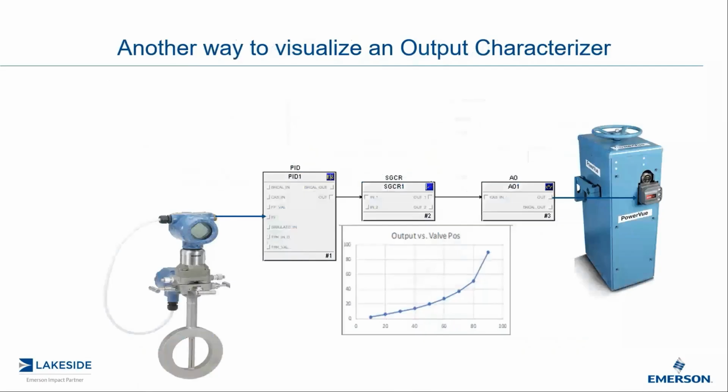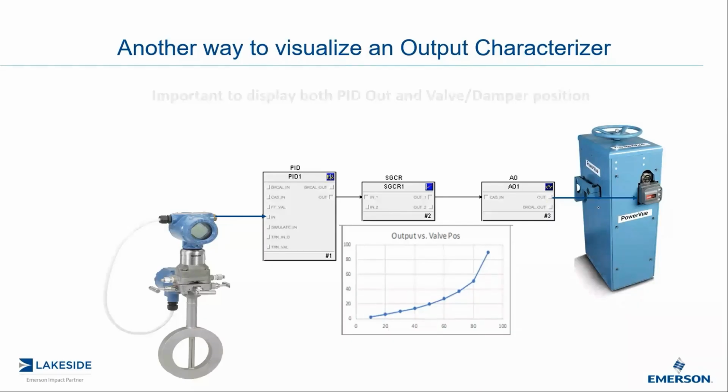Another way of looking at it is like this. We've got our flow measurement coming into the PID block. The output of the PID block goes into the characterizer block, which we need to develop. And then the output of that characterizer block goes to the analog output and to the damper actuator.